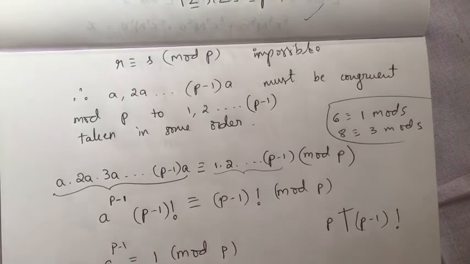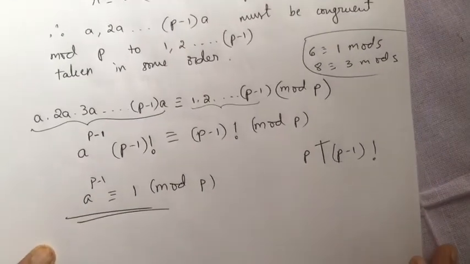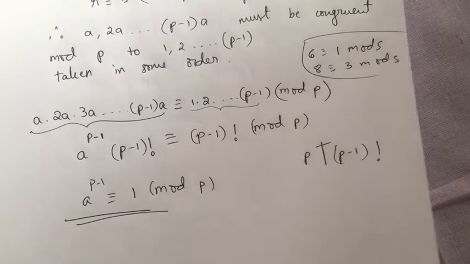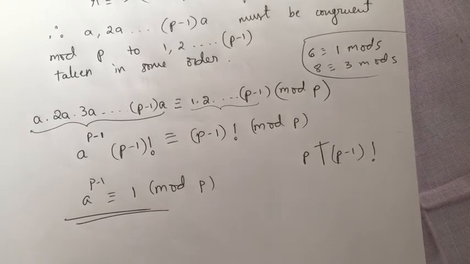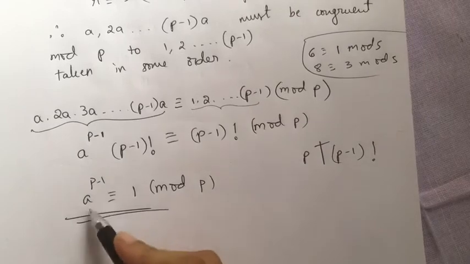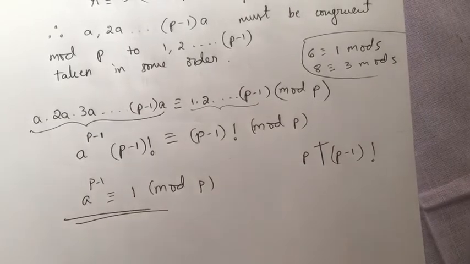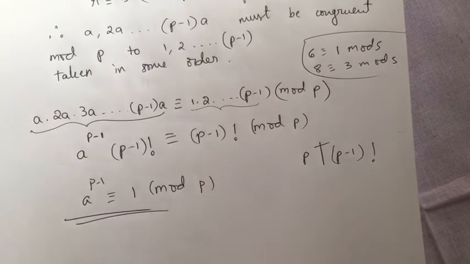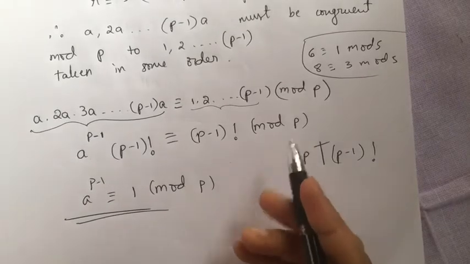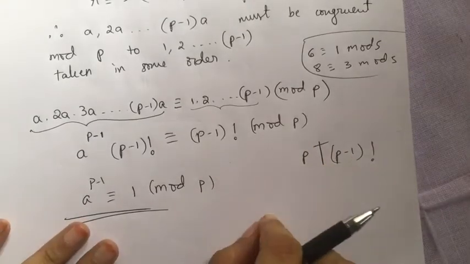That is what Fermat's little theorem says. If p is a prime number and p does not divide a, then a power p minus 1 is congruent to 1 mod p. Slight changes to this, in fact, the corollary to this.